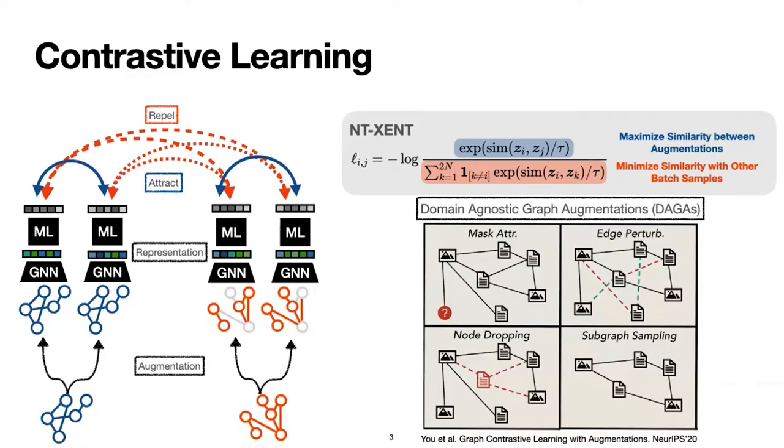Contrastive learning can be used for graph representation learning by using GNN-based encoders and graph augmentations. You et al. proposed domain-agnostic graph augmentations as a set of first-pass flexible augmentations that work on arbitrary graph datasets. These augmentations include masking node attributes, perturbing edges, dropping nodes, and sampling subgraphs. While more sophisticated augmentation strategies have been proposed recently, DAGAs remain a popular strategy and what we study in this work.